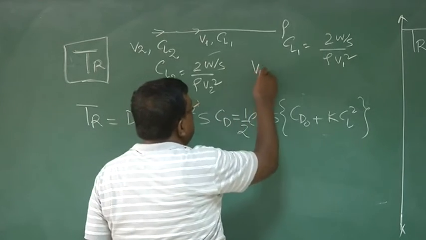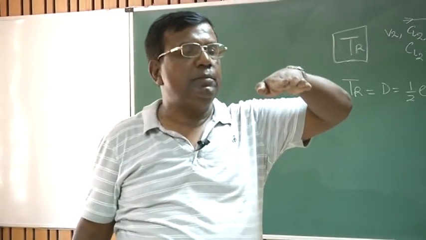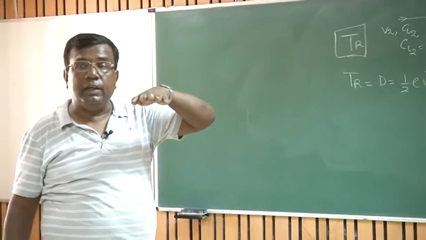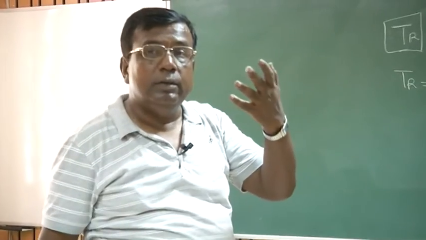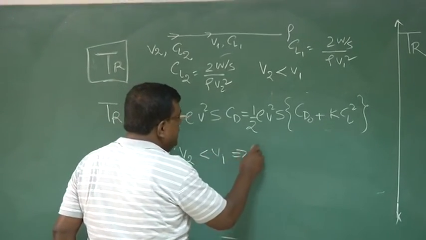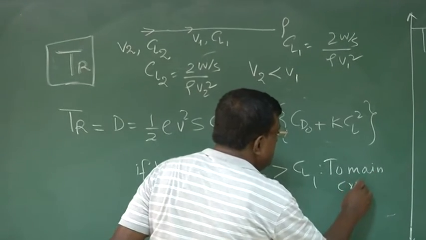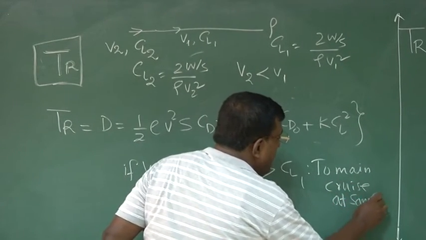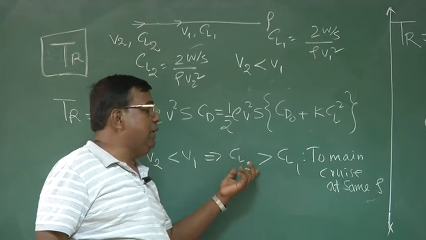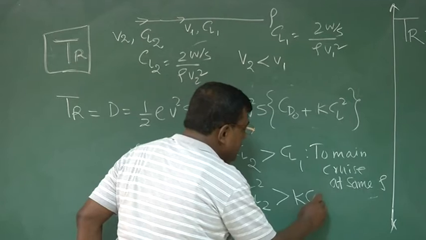If V2 is less than V1, say initially I am going at 80 meters per second at a height of 10 kilometers, I need a CL. Now at the same height, I am flying at 70 meters per second, then the CL requirement will be more because I want to balance the weight. So if V2 is less than V1, that implies CL2 is greater than CL1, to maintain cruise at the same altitude. CL2 greater than CL1 means the induced drag at CL2 at V2 will be more. So K CL2 square will be greater than K CL1 square.